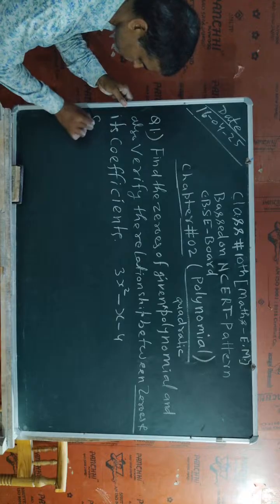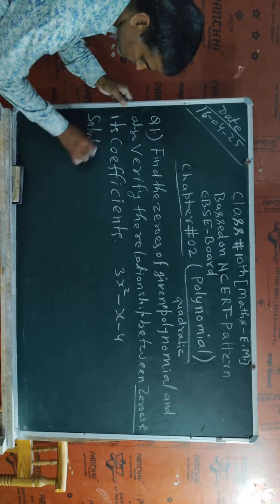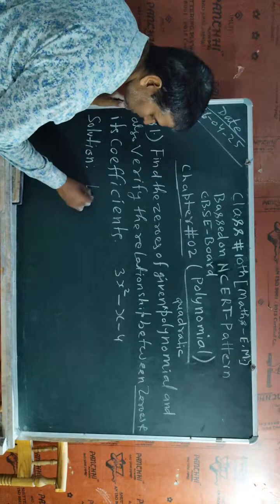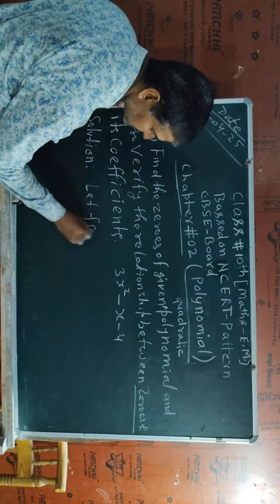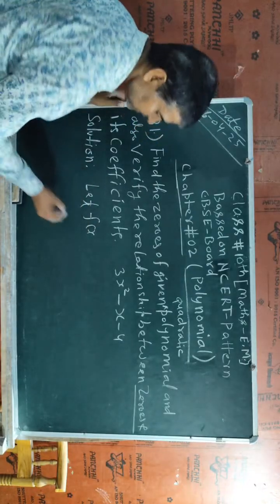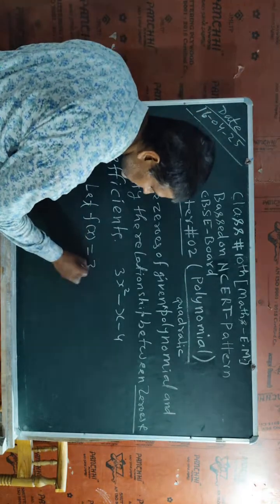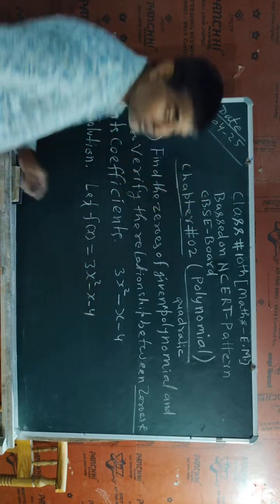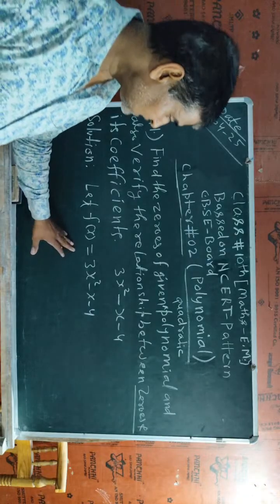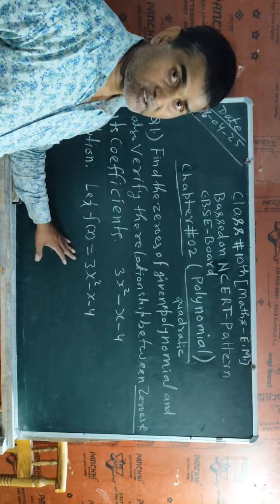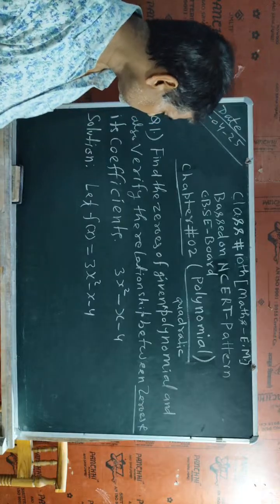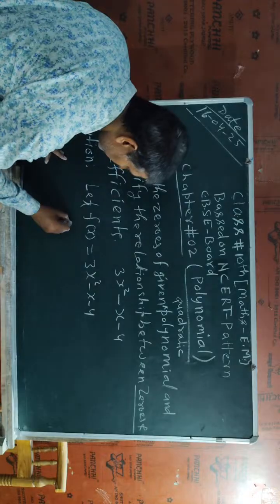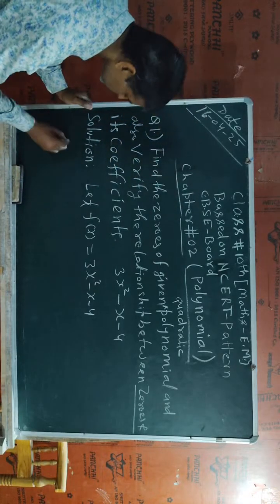First of all, you have to write here solution. Okay, student. Here you have to write solution. Let f of x be equal to 3x square minus x minus 4. Okay, student. Now you concentrate here, because after solving this question, I will terminate connection with you. Okay, student. So this is question number 1, and you have to write here to find zeros.